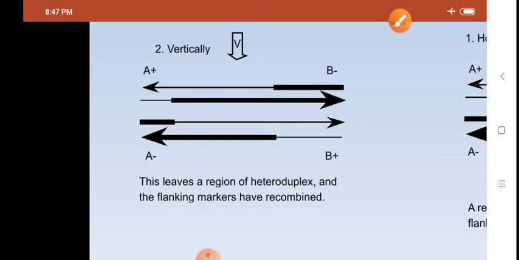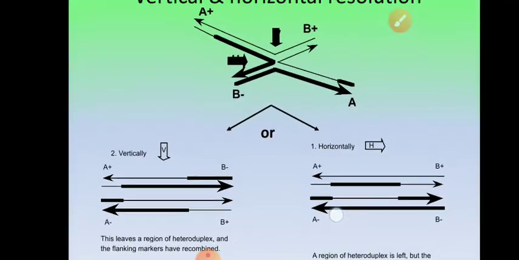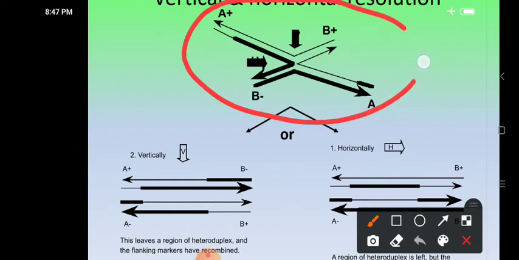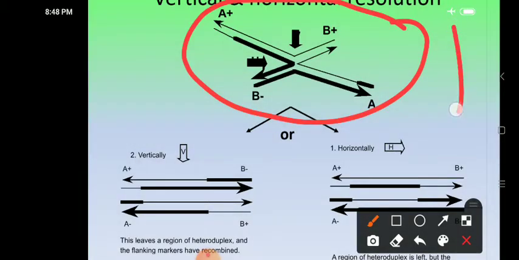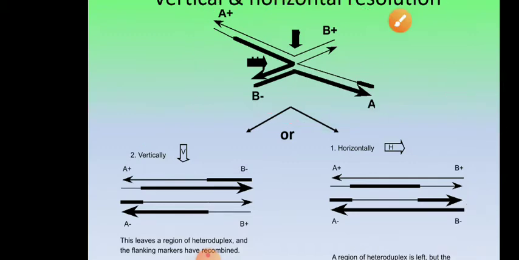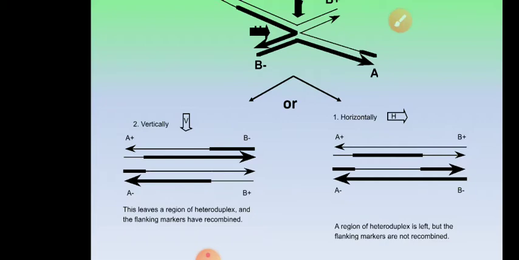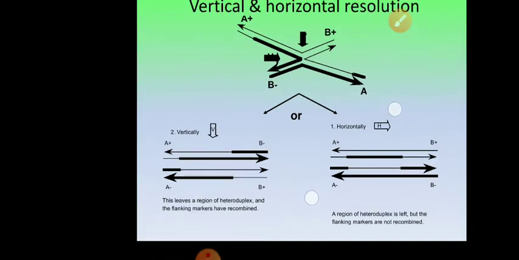Okay, so in the Holliday model, there is a single strand invasion, a single strand break, which results in the formation of an intermediate called the Holliday junction or Holliday intermediate, which undergoes resolution either in a vertical manner or in a horizontal manner and results in the formation of heteroduplexes. So if it breaks vertically, it will result in a heteroduplex having recombined flanking regions. If it breaks horizontally, it will have flanking markers that are not recombined.